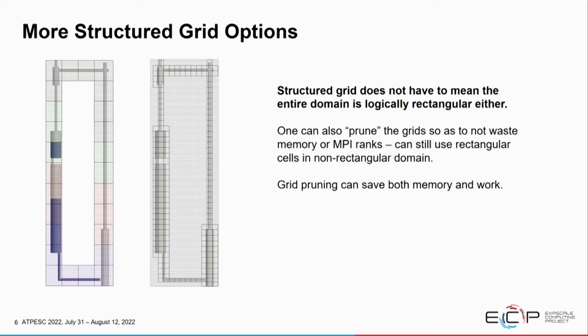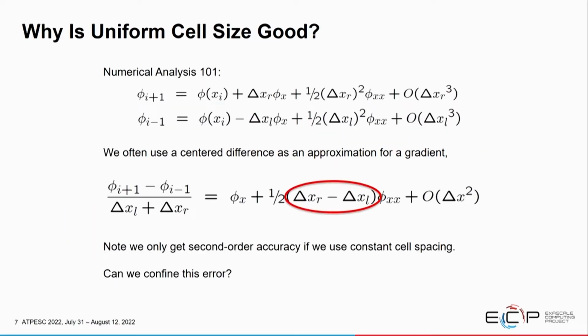You can have metric terms so that you can fit these to other geometries. And you can also do things like this. Okay, so I made a comment about constant cell size, right? So unstructured mesh doesn't have it.